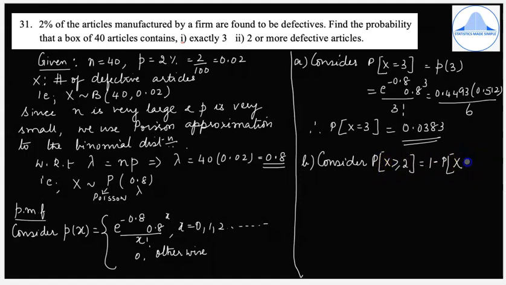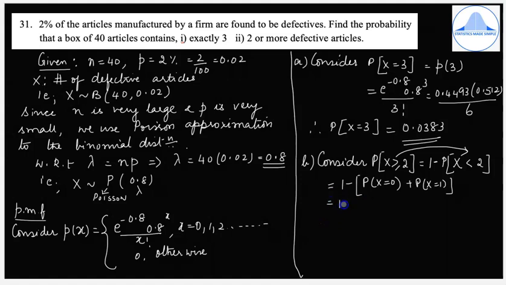On the right hand side here you will have only less than 2. Now which are the values which are less than 2? You check here in the range, it is 0 and 1. So this is equal to 1 minus probability of x equal to 0 plus probability of x equal to 1.